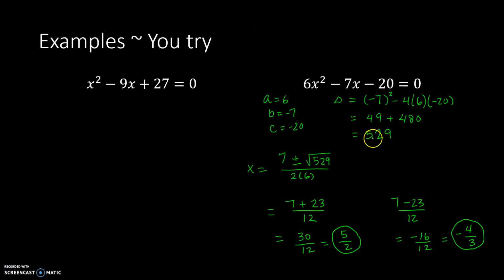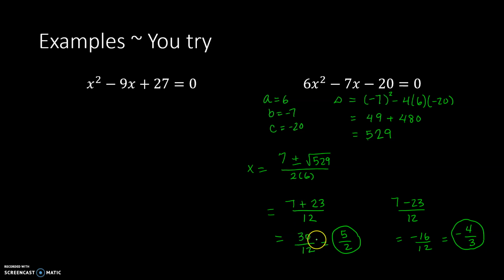For the second one, I found that my discriminant was 529. Then when I put my discriminant into the rest of the quadratic formula, I wasn't sure how to break up 529 at first, and then I tried taking a square root on my calculator, and it turned out to just be a nice number. So since it was 23, which I got from my calculator, then I figured out 7 plus 23 over 12 and 7 minus 23 over 12.